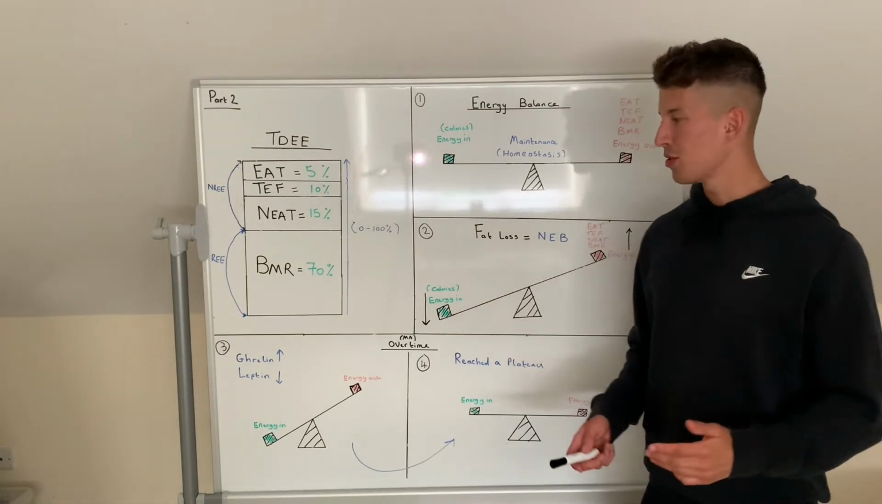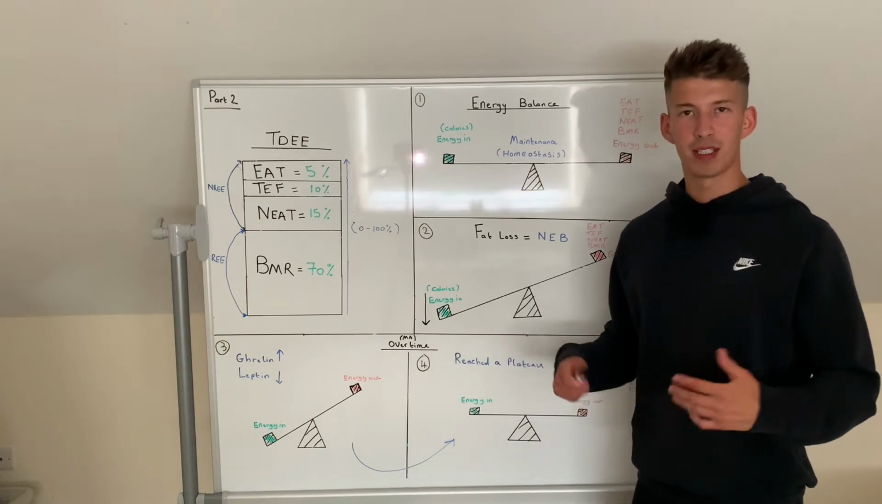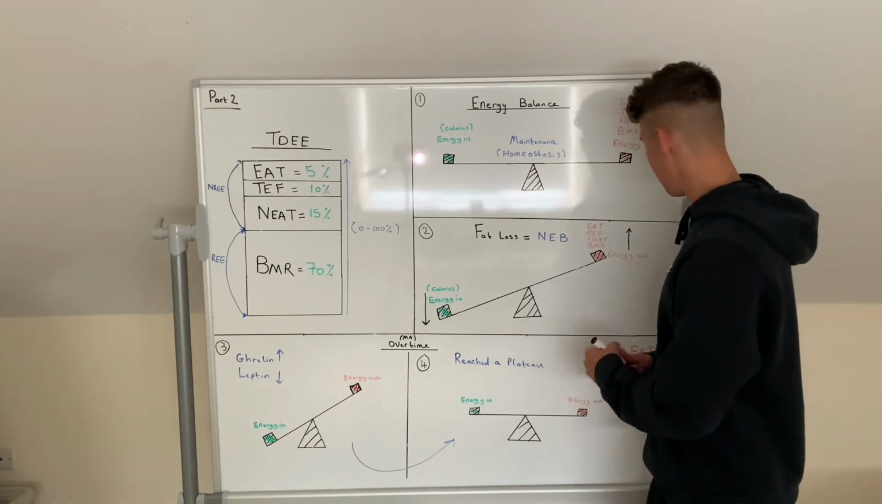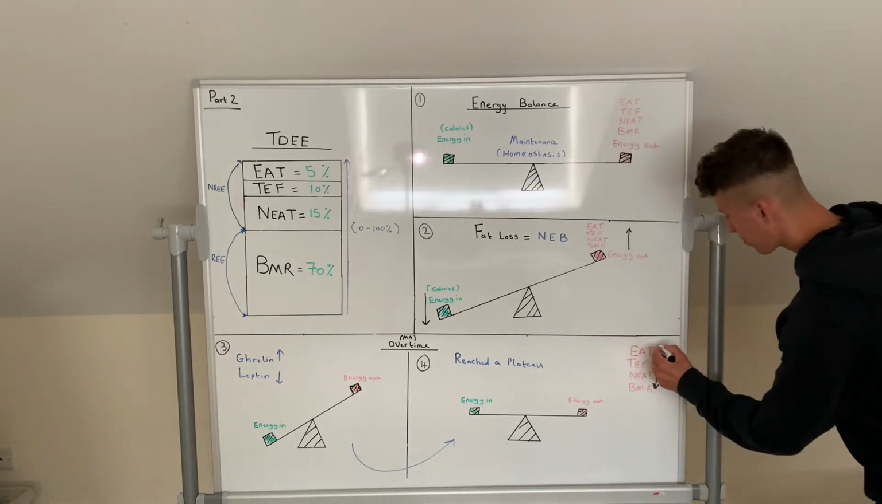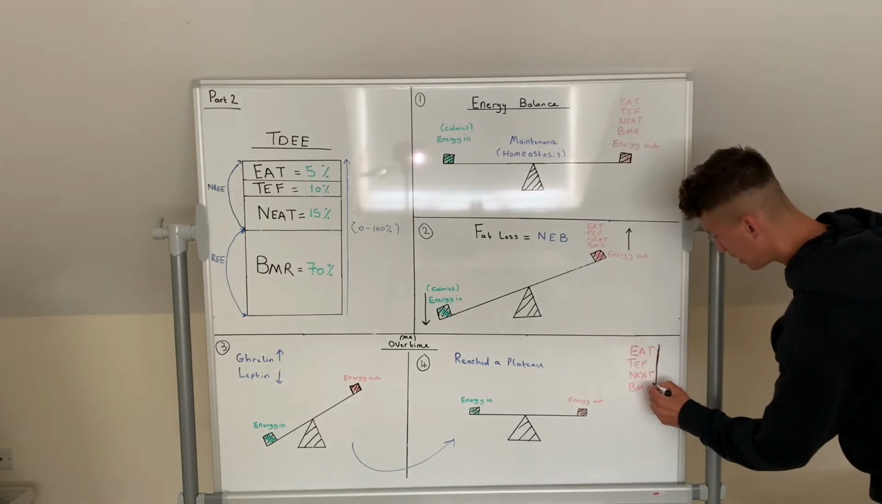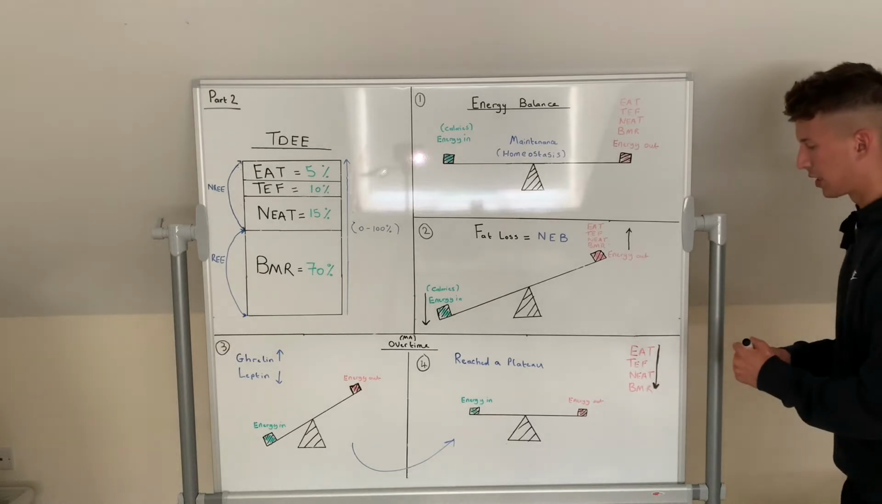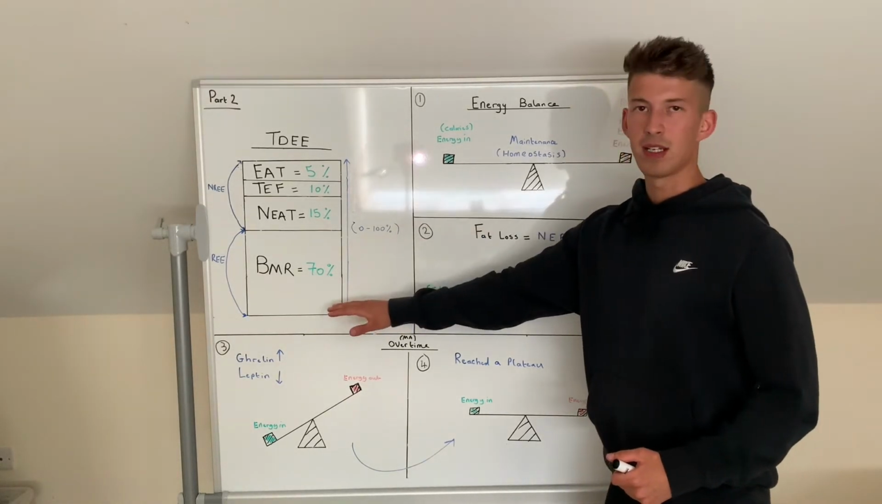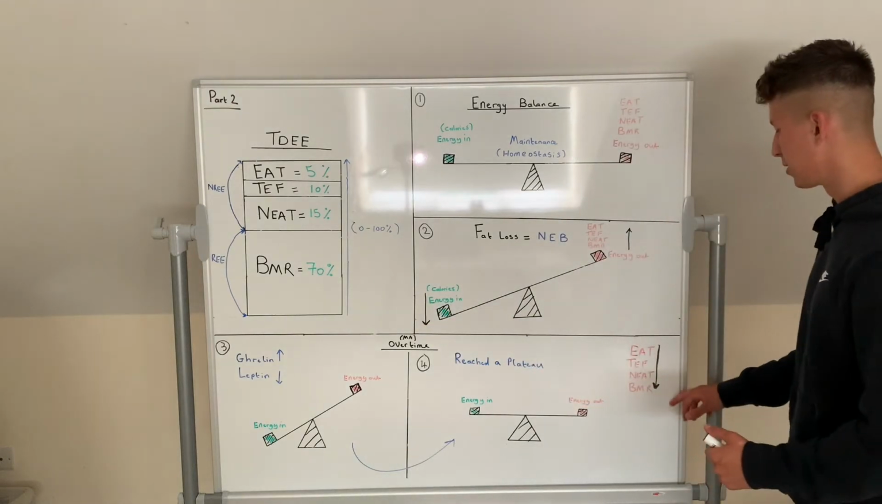In addition to our hormones working against us, our body also has a second line of defense. This means the 4 components that make up our total daily energy expenditure begin to decline. So these 4 components that are part of our total daily energy expenditure all begin to decline.